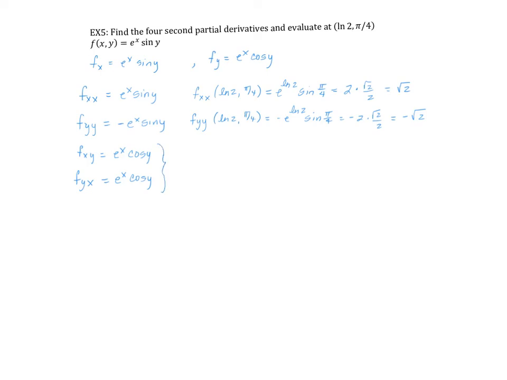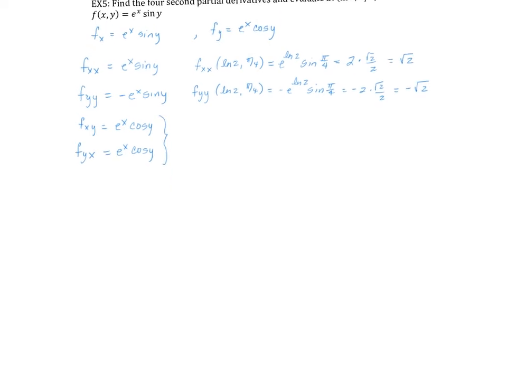And now notice that these next two second partial derivatives are the same. So I'm just going to do one of them. I'll do f of xy at natural log of 2, pi over 4. So that's going to be e to the ln of 2 times cosine of pi over 4, which is 2 times square root 2 over 2, and that just gives me the square root of 2.